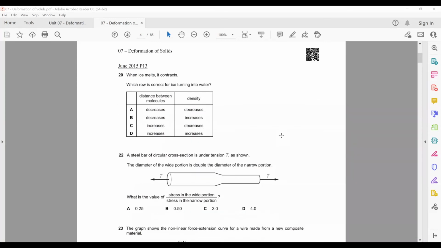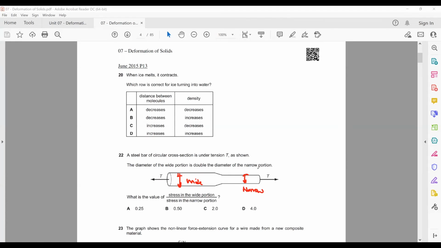Okay, the steel bar of circular cross-section is under tension T as shown. The diameter of the wide portion is double the diameter of the narrow portion. What is the value of the stress in the wide portion to the stress in the narrow portion? Okay, so this is the wide portion. This is the narrow portion. Okay, so notice that they didn't give you any values. Again, they ask you to find some ratio.